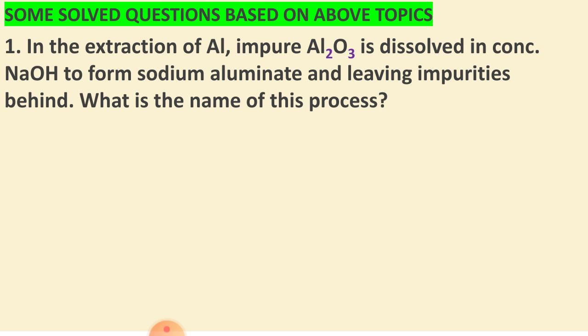Question number 1. In the extraction of aluminum, impure Al2O3 is dissolved in concentrated NaOH to form sodium aluminate, leaving impurities behind. So what is the name of this process? Think about this. The question is lengthy, but the answer is very small. You have to only write the name of the process. So the process name is leaching.